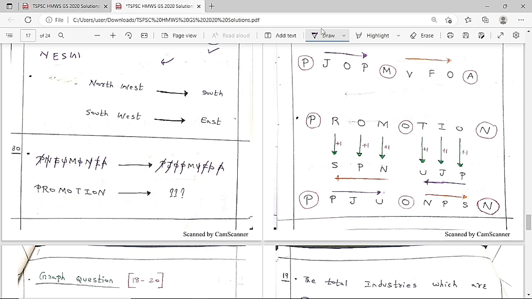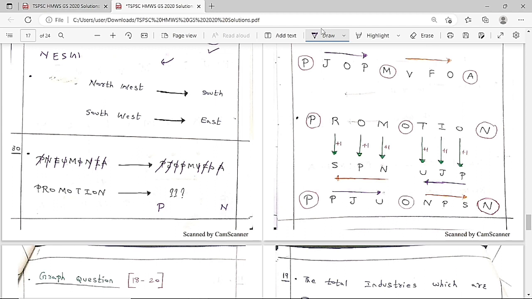So the same thing here also. What is the first letter? P. Here also first letter is P. Here what is the last letter? Here also N. And if you try to count, the number of letters are 1, 2, 3, 4, 5, 6, 7, 8, 9. Here also 1, 2, 3, 4, 5, 6, 7, 8, 9. Same number of letters. So here also total 9.